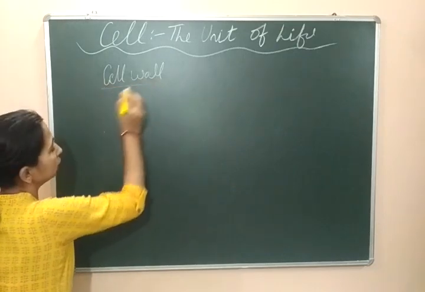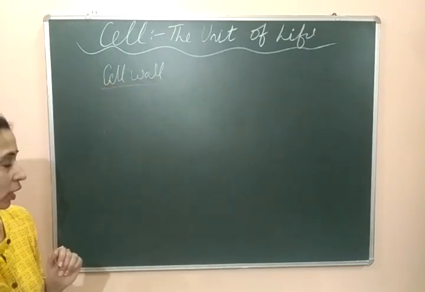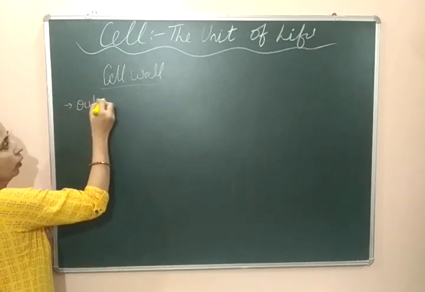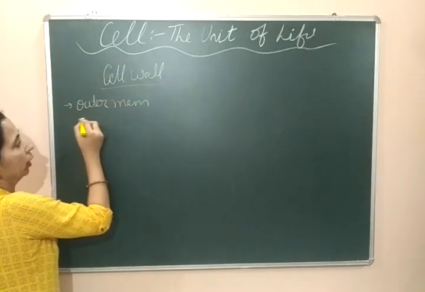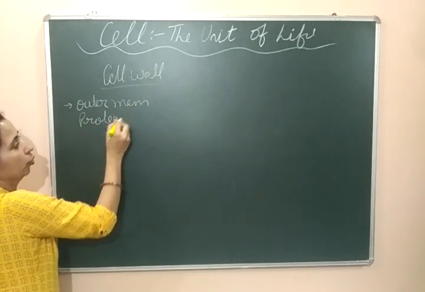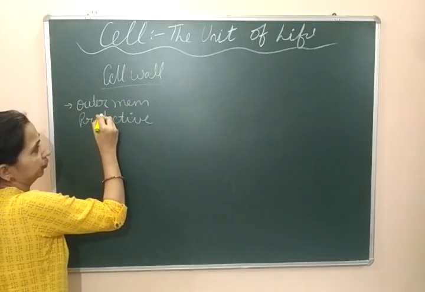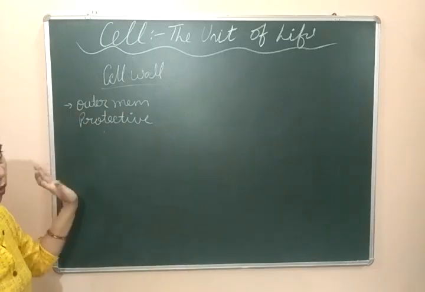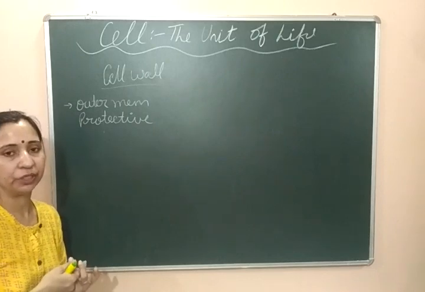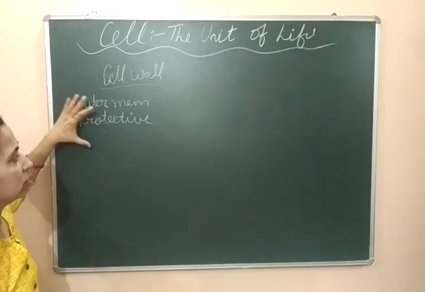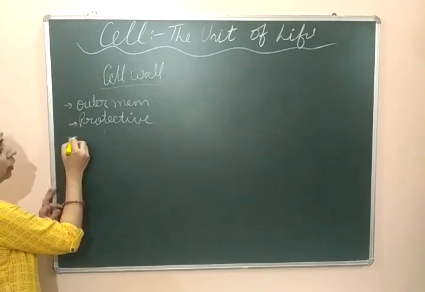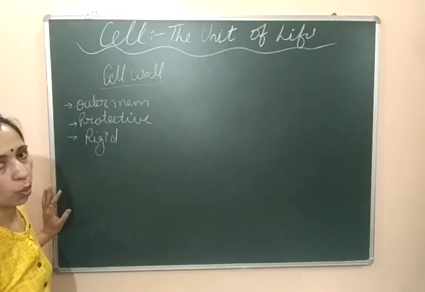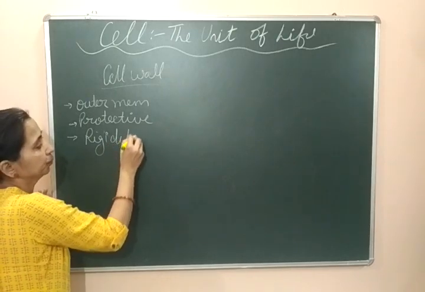So let's see what are the characteristics of the cell wall, or what are the important functions of the cell wall. It is the outer membrane. It is protective in nature. It protects the cell from injury. इसका क्या काम होता है? It protects the cells from injury, and it protects from some external factors also, like gravitational force, etc. So it works as a protective. It provides rigidity to the cell. Itself is a rigid structure, so it provides rigidity to the cell.